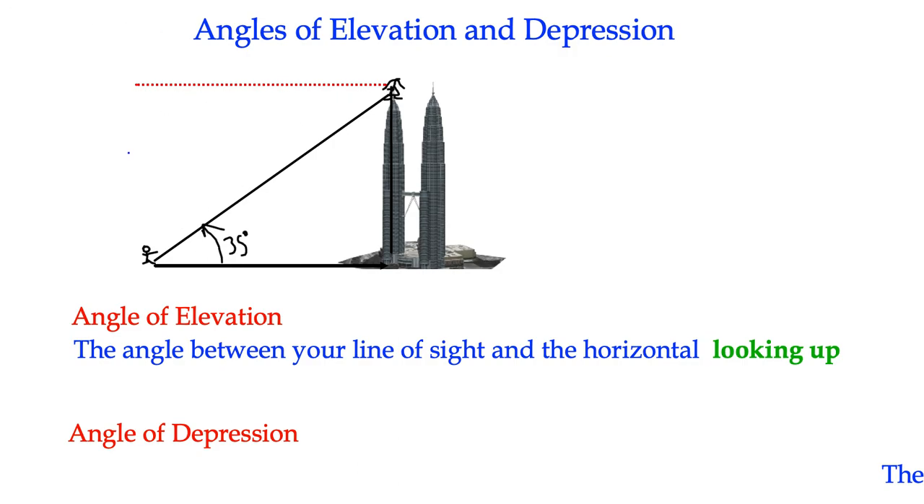In other words, she has to have a line of sight which is below the horizontal. Now notice they've both got different horizontal lines. So this angle here will happen also to be a certain amount of degrees down from the horizontal, and because it's below the horizontal, we call that an angle of depression.